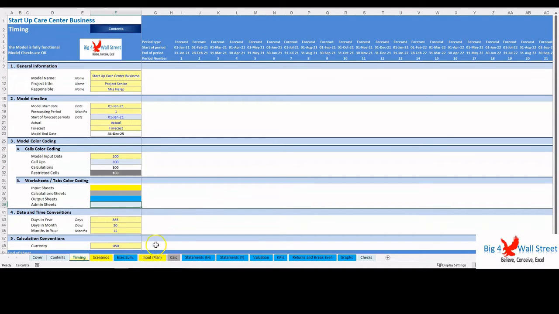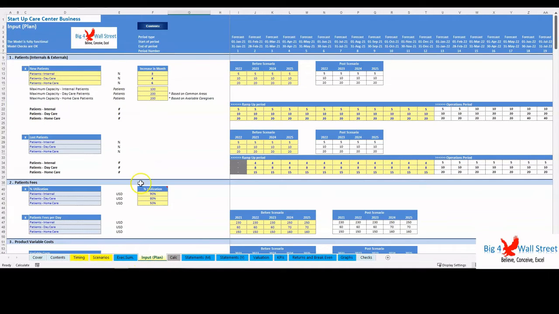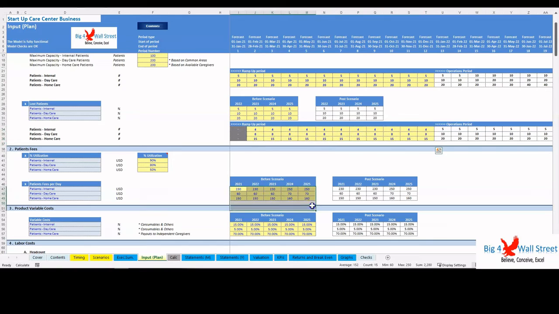There are two tabs where the user input is needed: timing, and inputs plan, scenarios. The user needs to fill the yellow cells in each of these tabs, all the remaining tabs are calculated automatically. In the inputs plan, the user fills the number of new patients per month for the ramp-up period and then per year, afterwards the maximum capacity for each category of patients, as well as the lost patients for the same periods. The user then sets the fees for each category of patient and the relevant price growth.